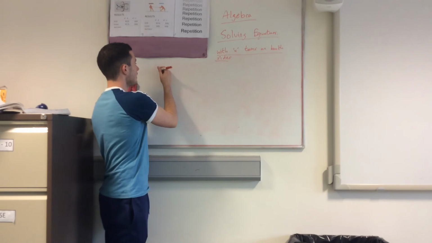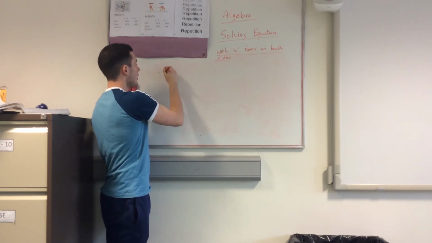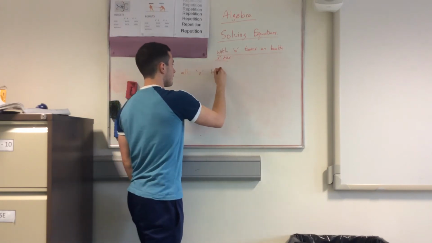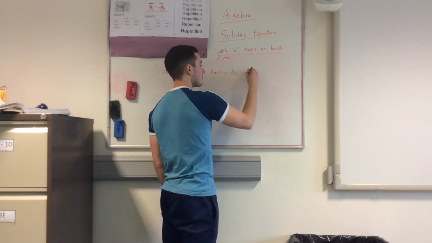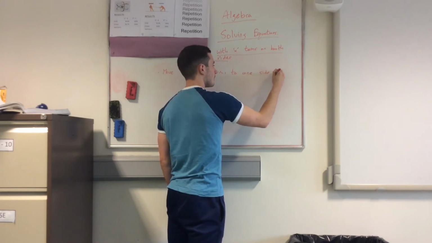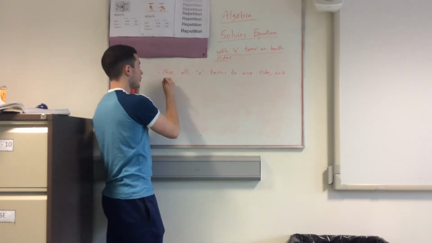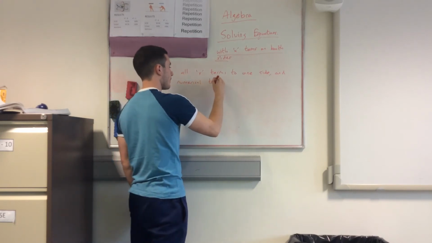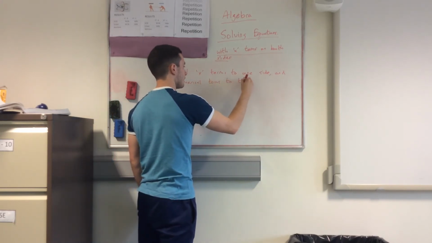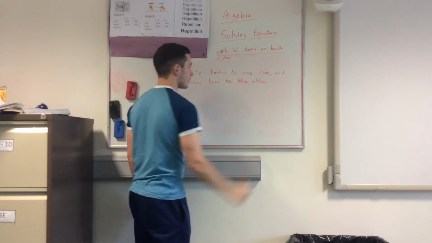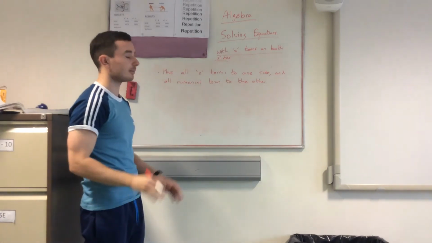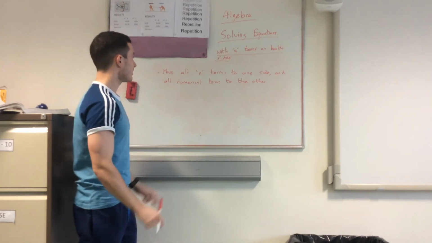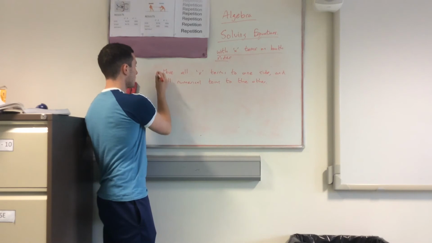So the rule to remember now is, well, there's two. First of all, you move all x terms to one side and all numerical terms to the other. Alright, so you bring all your x terms to the left or the right and put all your numbers to the other side. It matters which side you put your x's to, just to make life a bit easier for yourself, to avoid having to work with negative x's.